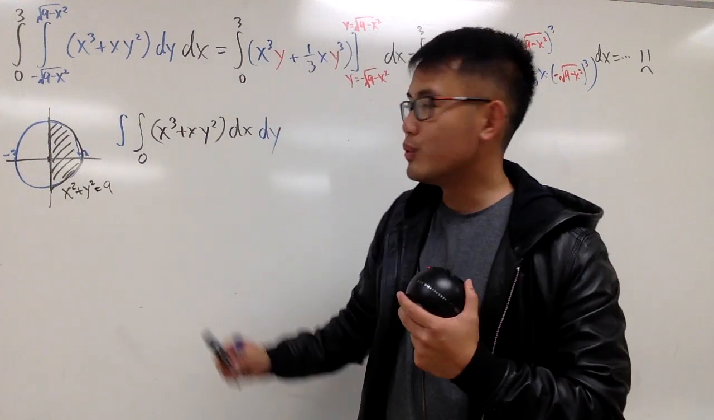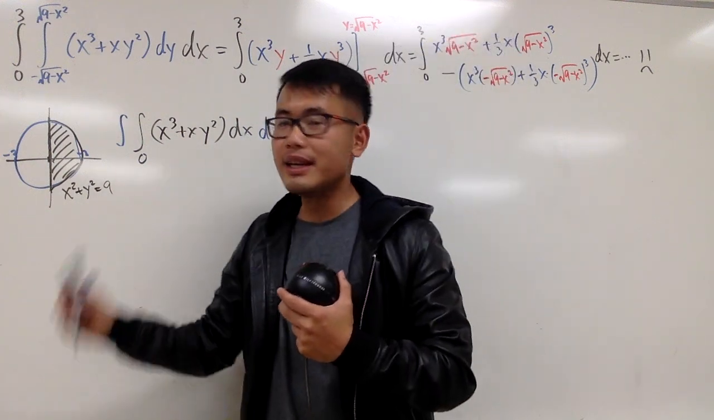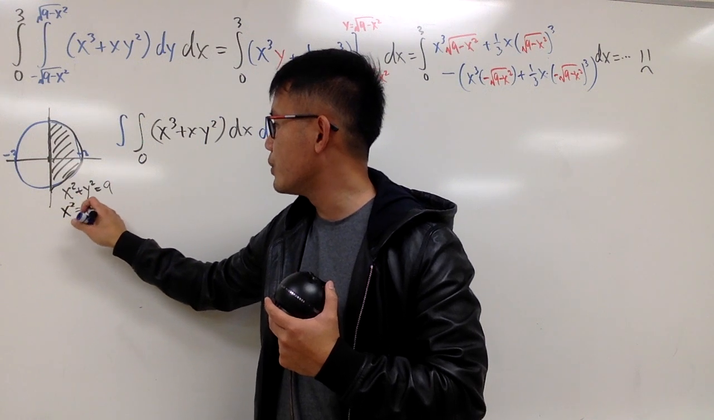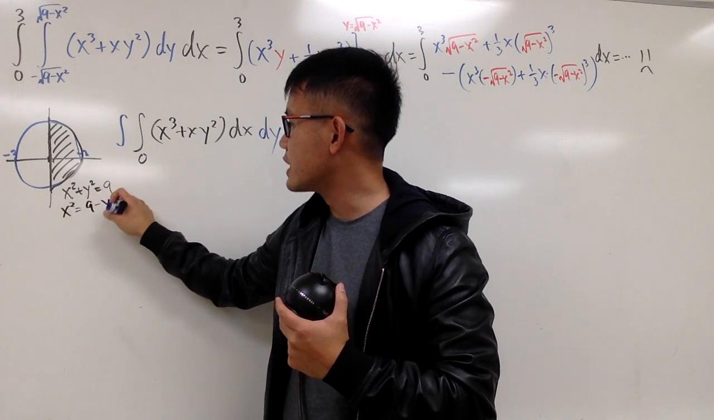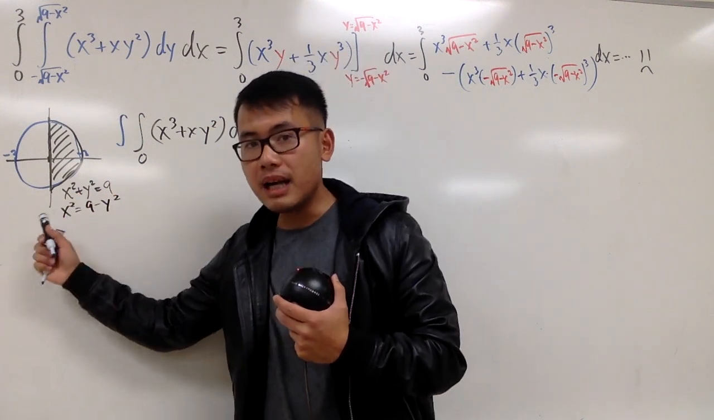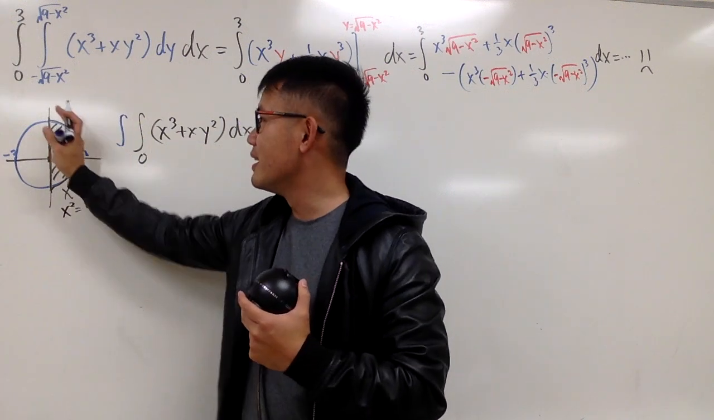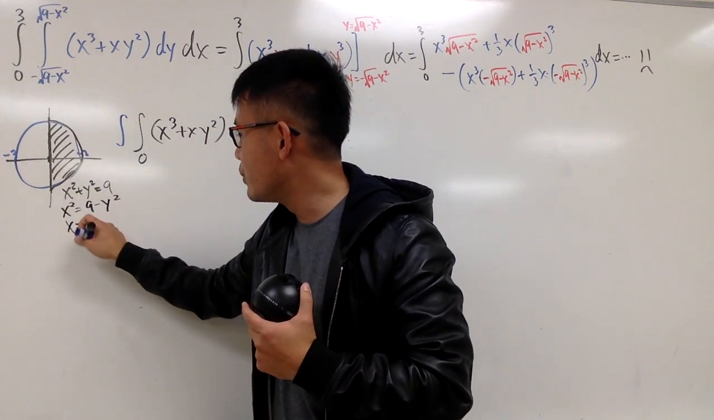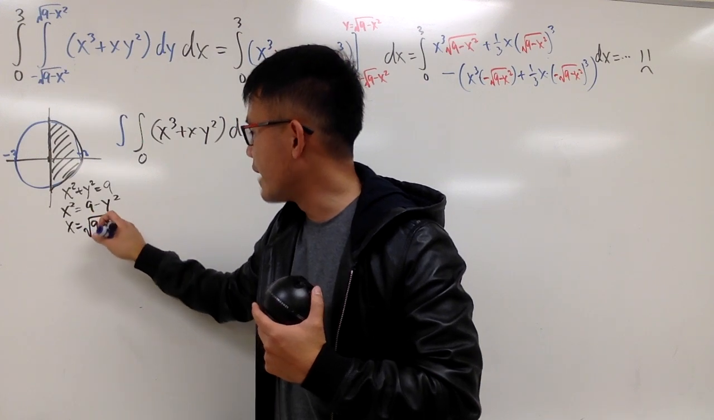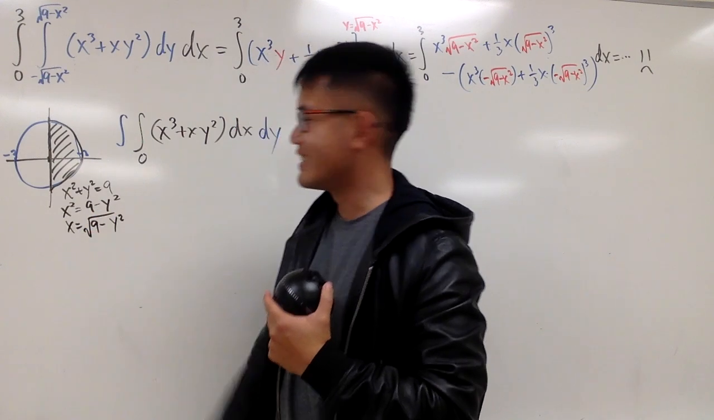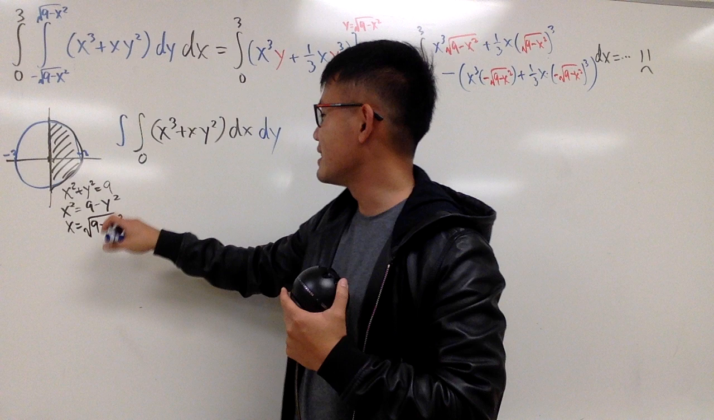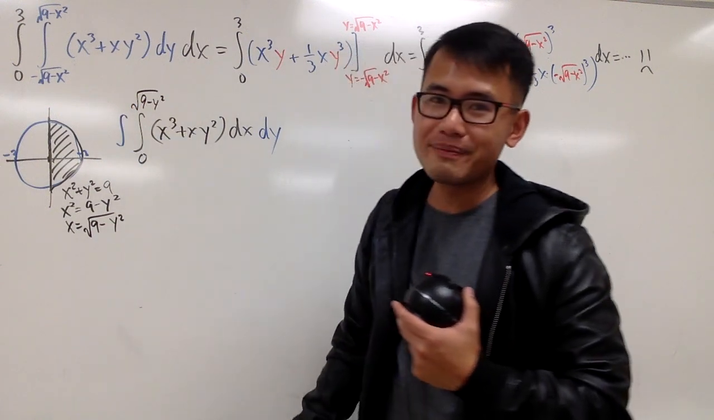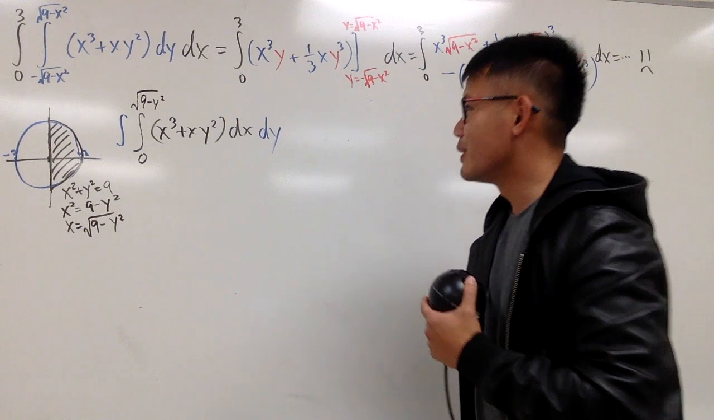This time, we want to isolate the x. So let's move the y squared to the other side. We get x squared equal to 9 minus y squared. And let's take the positive version of the square root only, because we have positive x values right here. So we have x equal to positive square root of 9 minus y squared. So we go from 0 to positive square root of 9 minus y squared. Okay? So that's pretty much it for the x.